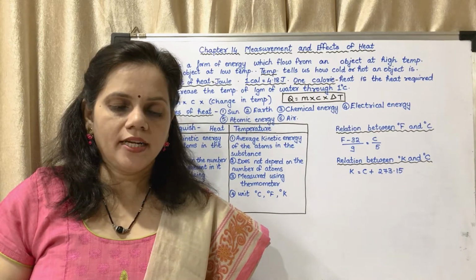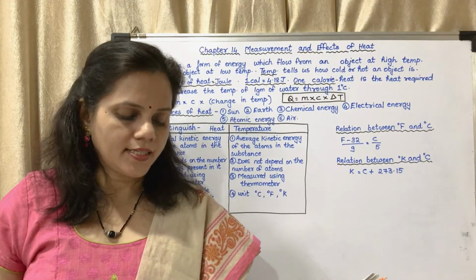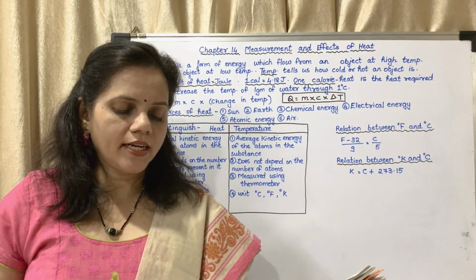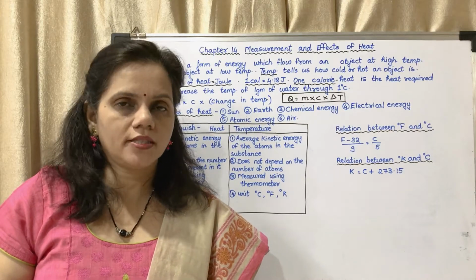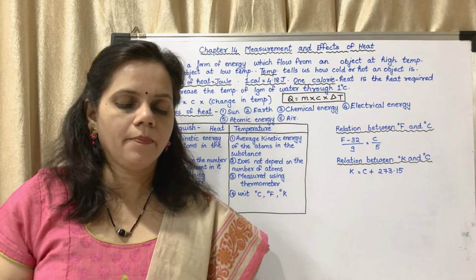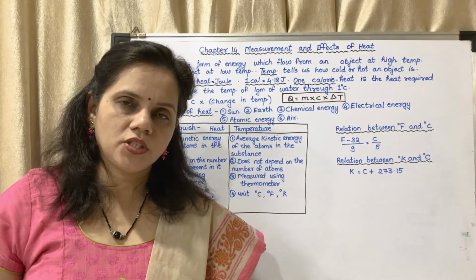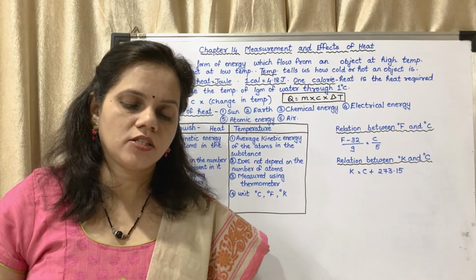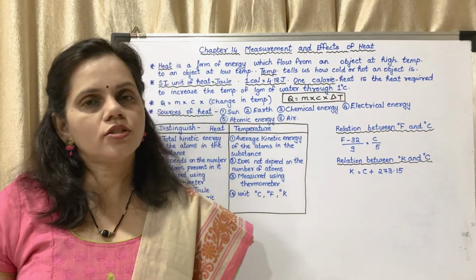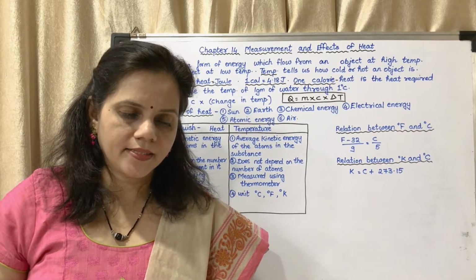In case of solids, there is a diagram given, figure 14.3c. The movement of the atoms is oscillatory, that is vibrational. Because of heat, they oscillate around their fixed positions. The higher the temperature of the solid, the faster the velocity of oscillation. So if you heat it, their velocity of oscillation will increase.